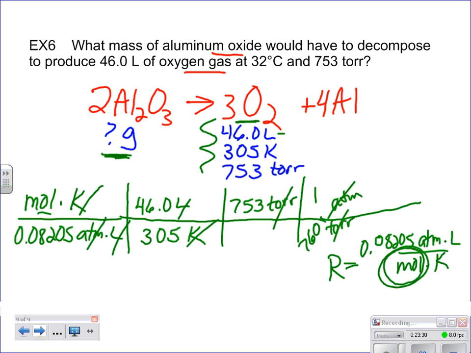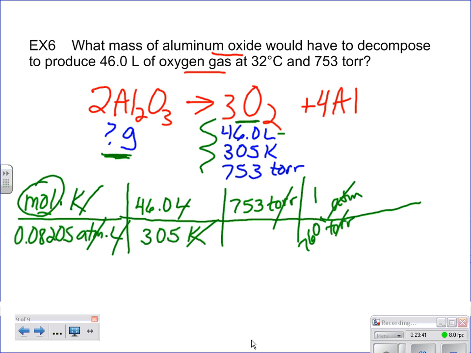So everything has canceled except for our moles. And I'm going to get rid of my gas constant here to give myself some space. That's not 46.04, it's 46.0, and then I canceled out my liters. So we've got it to this point where everything canceled out except moles. What is this moles of? This is moles of oxygen, right? So what we just found was moles of our oxygen. So what do you think we ought to do now? It is that step.